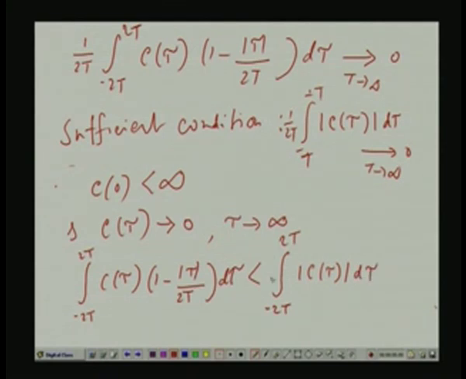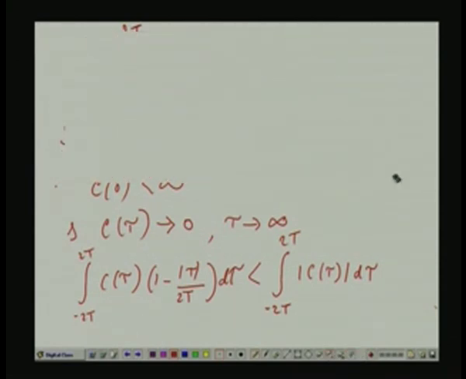This you have seen just now. Okay. Now, you told me, so firstly capital T will become large and large. Now, you told me that as tau becomes more and more, C tau tends to 0. That is one of the conditions.